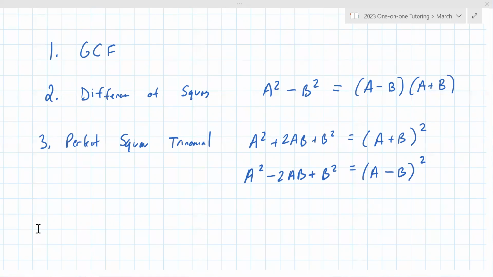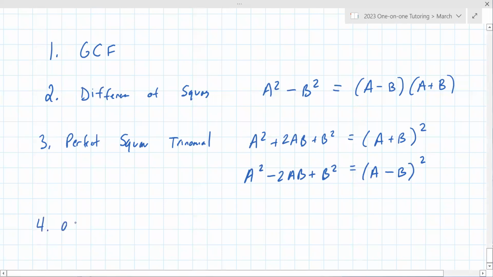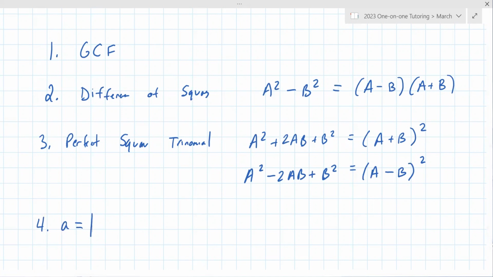So the next type of factoring is what I call a equals 1. And we'll look at some of those now. I think you've only got one though, so go fairly quickly here. All right, actually got two. Let's go to number 13. Okay. Snip that in here.